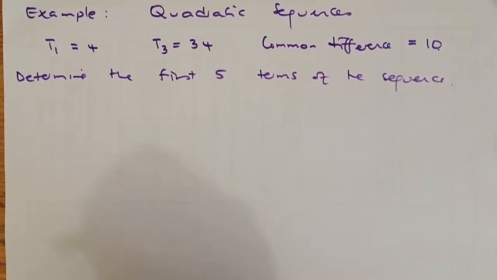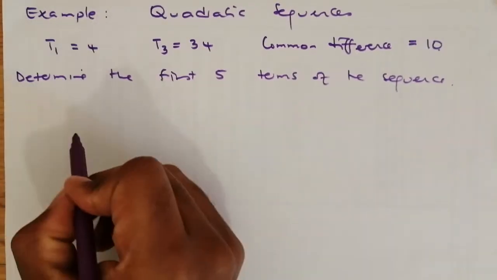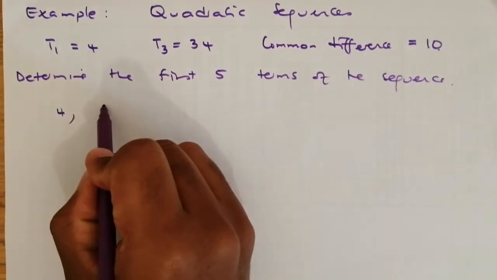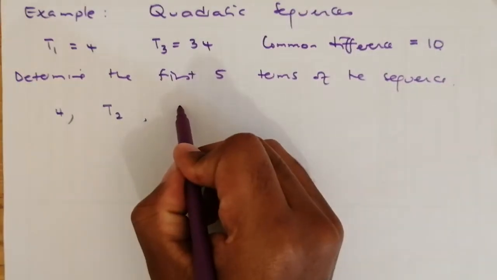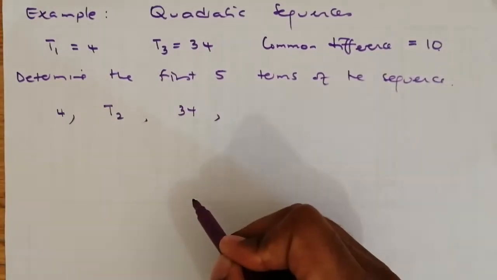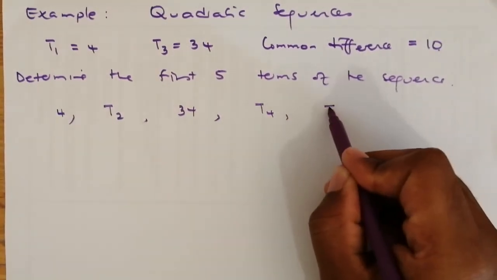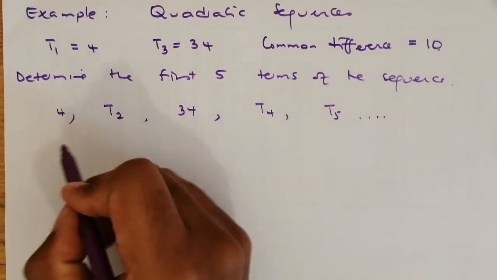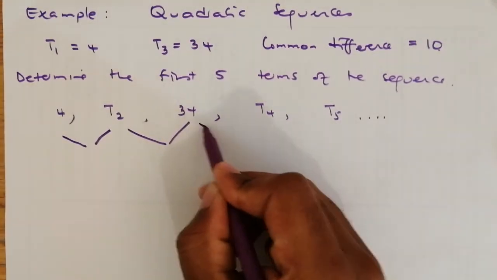We are required to determine the first 5 terms of the sequence. The first term equals 4. We don't know what the second term is. The third term is 34. The fourth term we do not know, and the fifth term we also don't know. So we are supposed to determine T2, T4, and T5. Basically, we're going to find the first difference between these terms.